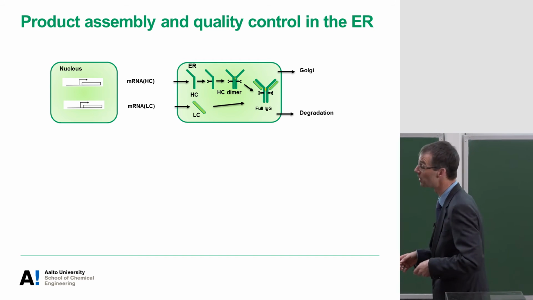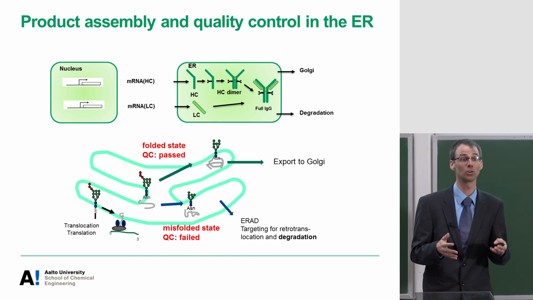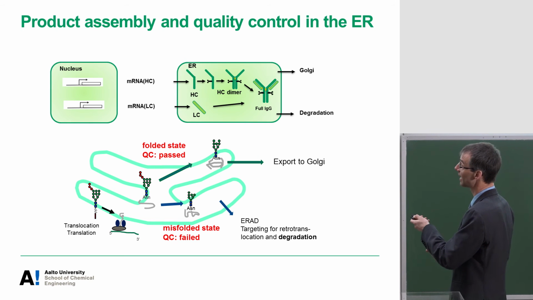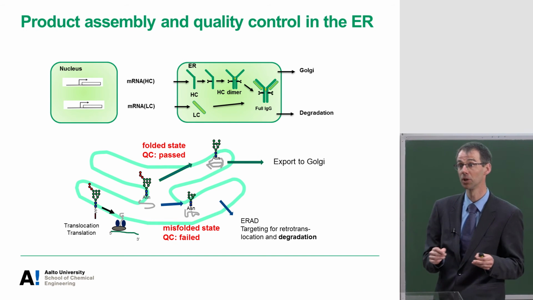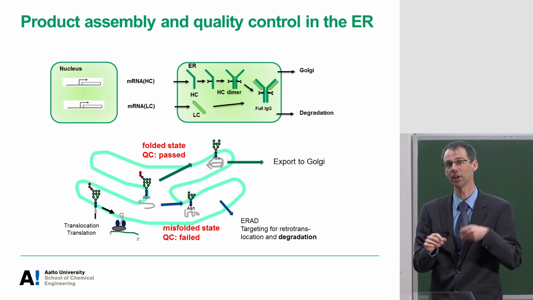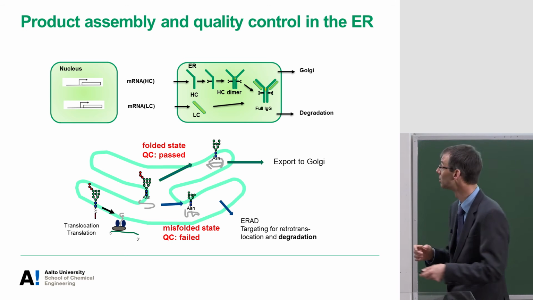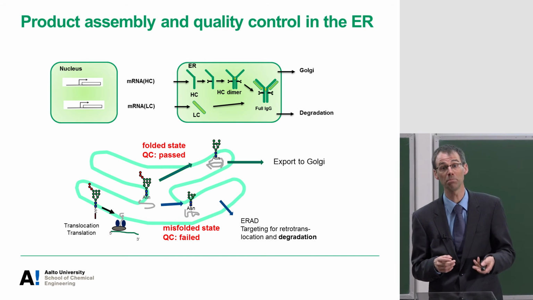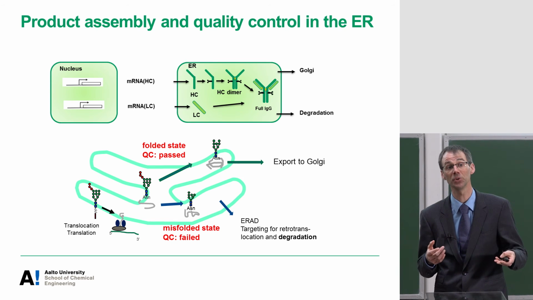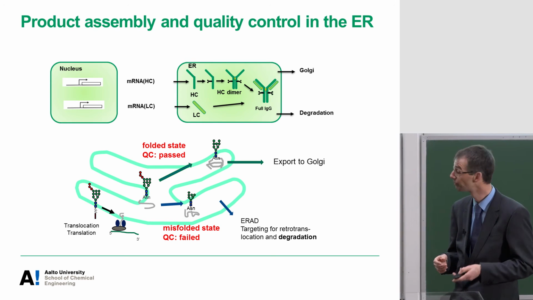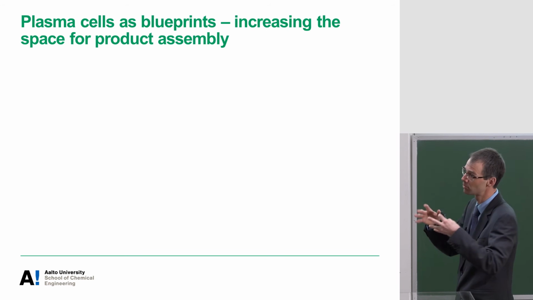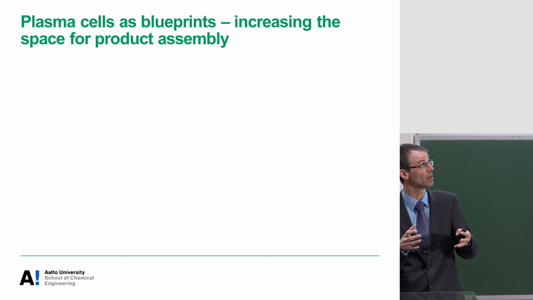And what is important to know now, there is actually a cellular quality control mechanism. So in this compartment, we have again a glycan-based quality control mechanism, which makes sure that only properly assembled protein is actually exported, and protein which fails this quality control step will be degraded, so will be cleared from the cell and removed. Okay.